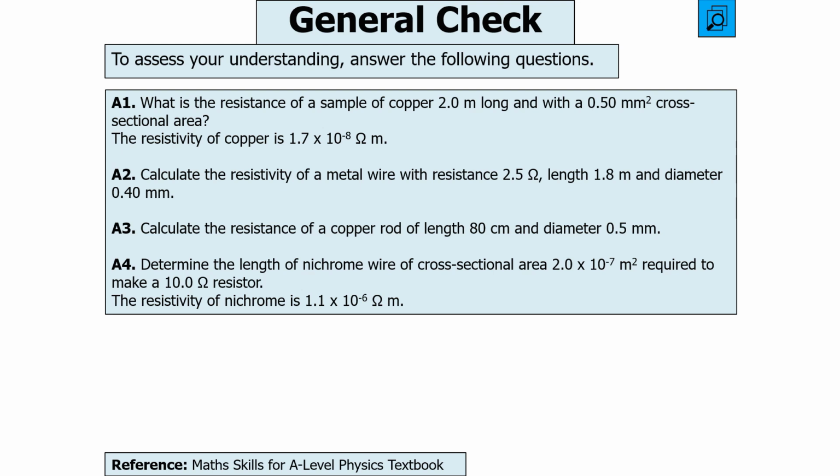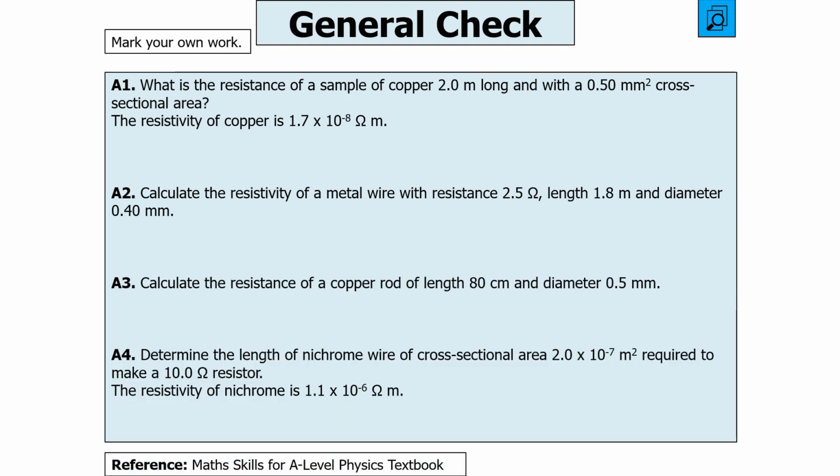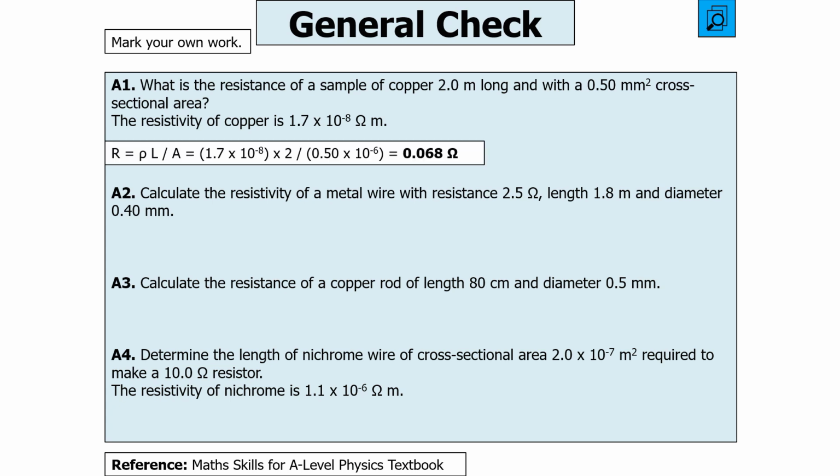The resistivity of the nichrome is 1.1 times 10 to the minus 6 ohm meters. So pause the video now, then unpause the video when you want to go through your answer. Right, in this first one, we're using the resistivity equation. So resistance is rho L over A, but the trick is we're converting from millimeters squared into meters squared. So it's 10 to the minus 6 because there's 2 lots of 10 to the minus 3s going from millimeters squared to meters squared. So we get 0.068 ohms.